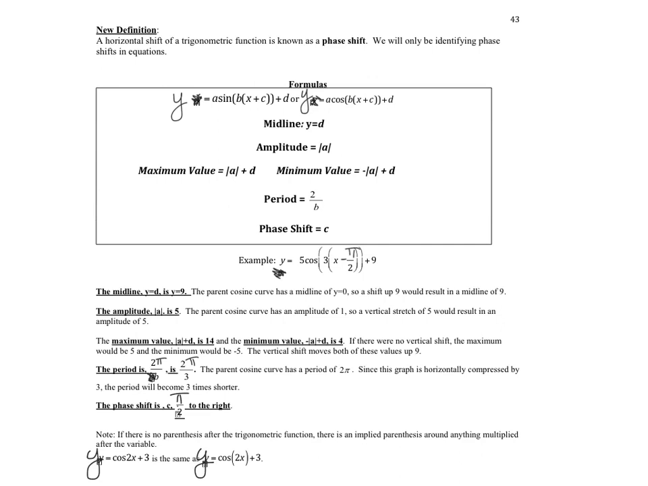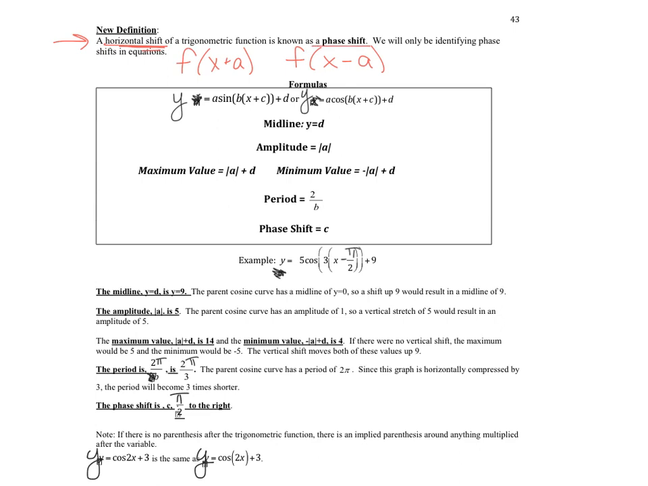So first off, we have a new definition. This is something just for trig graphs. When we do a horizontal shift, so in our transformation rules, that would be like f of x plus a, that's going to go to the left, or f of x minus a to the right.